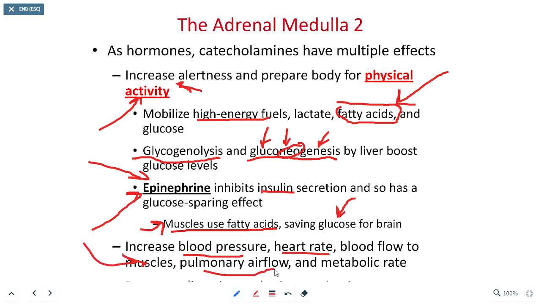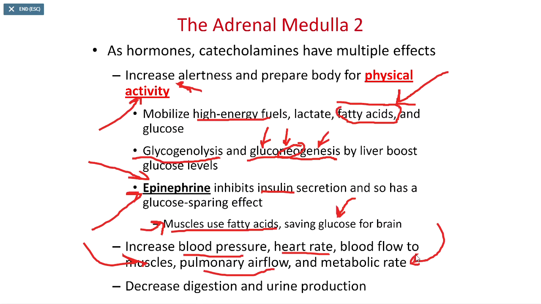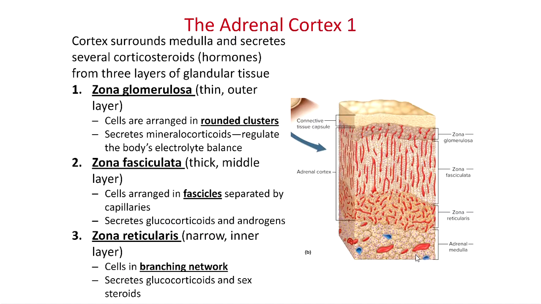We'll have more air going in and out of our bodies. Our basal metabolic rate increases. Epinephrine gets us ready for that fight and flight response. Consequently, when we're in a fight and flight situation, we don't need to have a lot of digestion or urine production. Epinephrine downregulates the digestive and urinary systems because those aren't essential to having the fight or flight response.